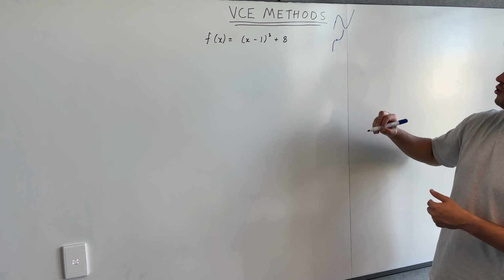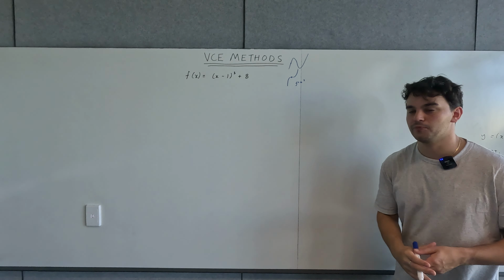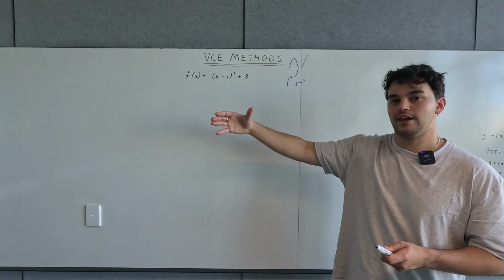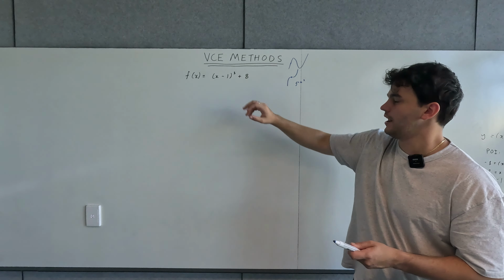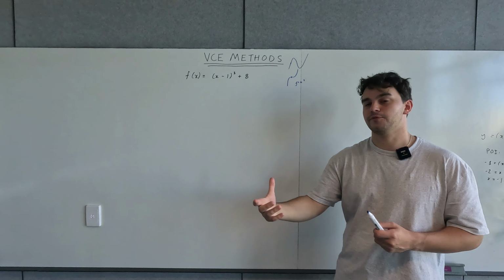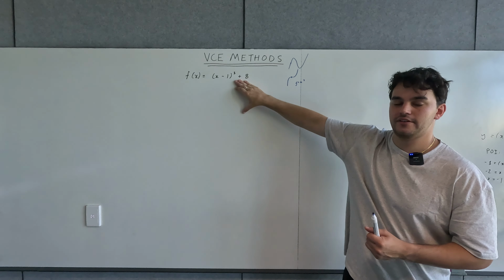It looks like an x cubed shape. If y is equal to x cubed, you might have seen the most basic form for a cubic, and it looks something like that. This is what this looks like again, but it's just translated through this -1 and this +8. It's analogous to our turning point form, where the negative of this value gives us our x key point, and this value gives us our y key point.